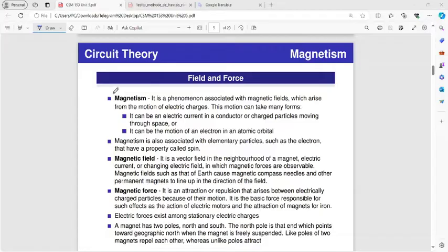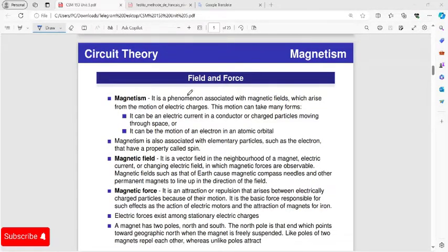So this video is for magnetism. Let's just go straight. Fields and forces of magnetism. Magnetism is a phenomenon associated with magnetic field, which arises from motion of electric charges.